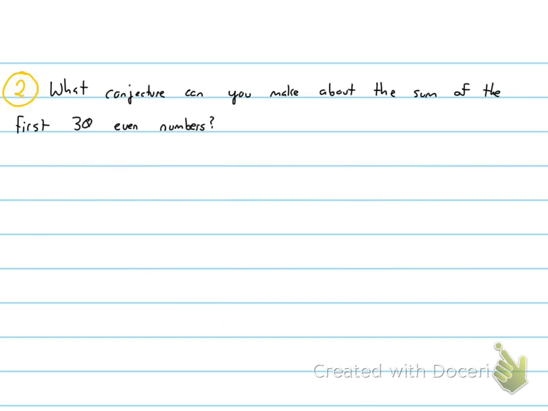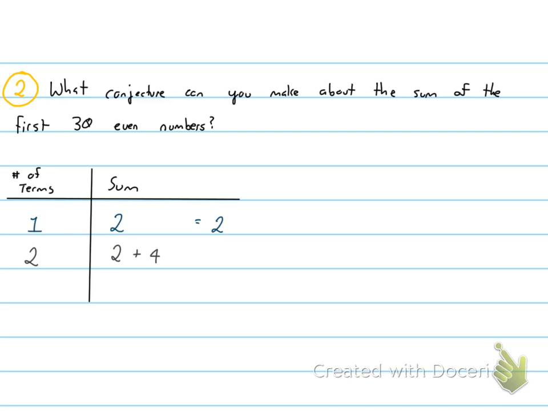So in example number 2, what conjecture can you make about the sum of the first 30 even numbers? So if I make a list of this, so to start out, my first even number is 2. The sum of 2 is just 2. Next, I would do 2 plus 4. 2 plus 4 is 6. The first 3 even numbers are 2 plus 4 plus 6, which would be 12.